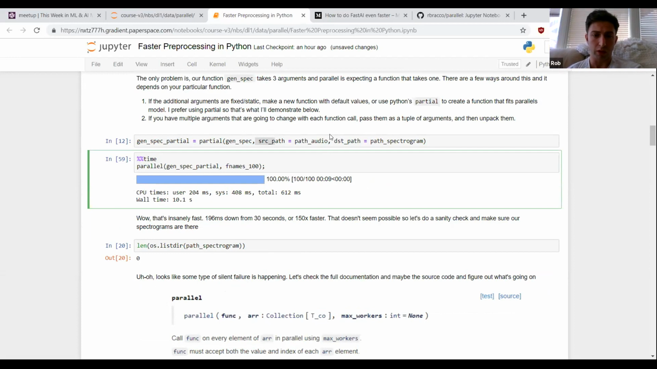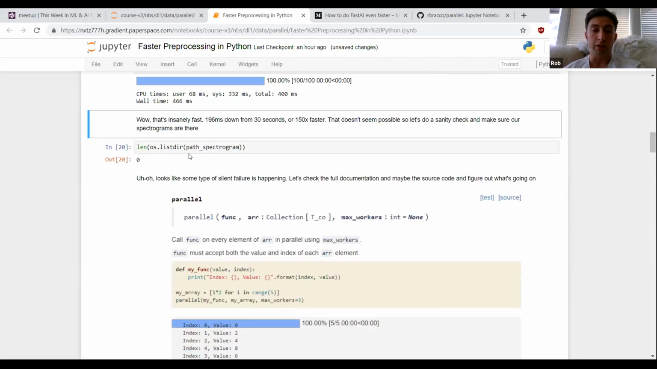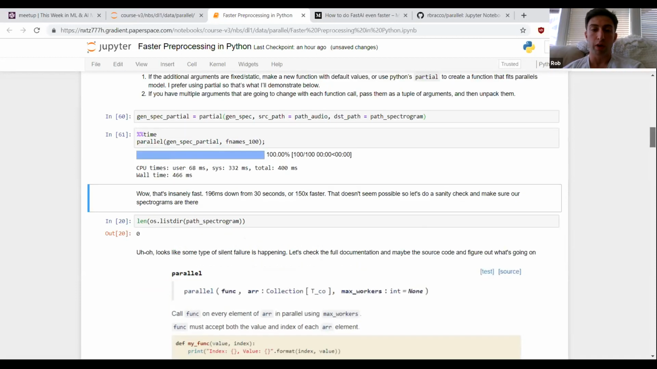I may have overwritten. Oh yeah, here we go. Yeah, 466 milliseconds. Earlier when I ran it, it was 196 milliseconds, down from 30 seconds. So 150x faster. In this case, about 75 times faster. Doesn't seem possible, so we do a sanity check, and in our spectrogram path, nothing was created, nothing showed up.